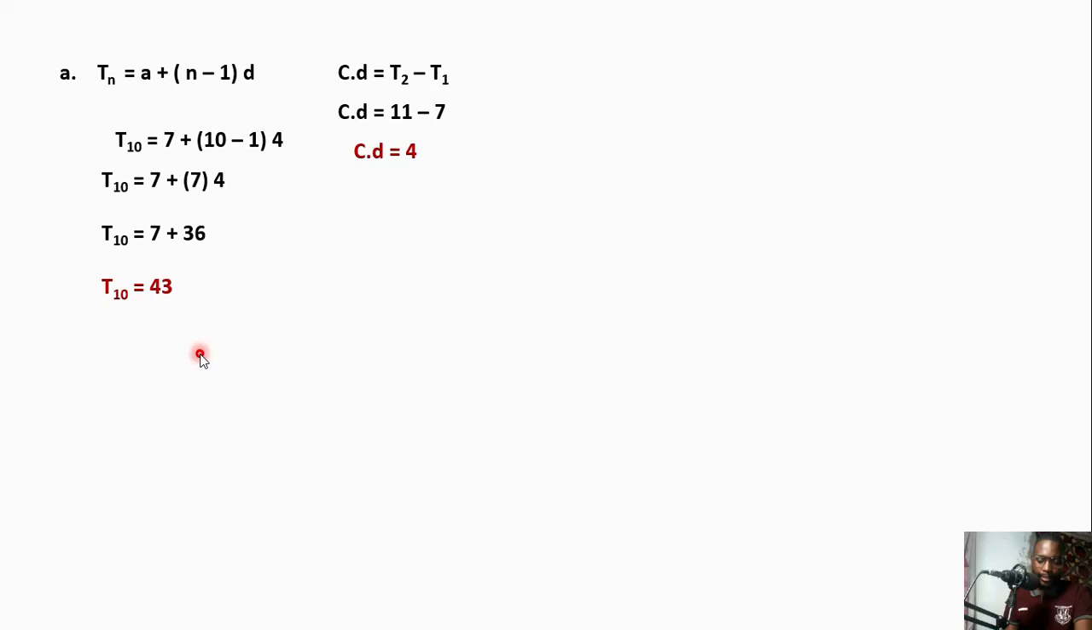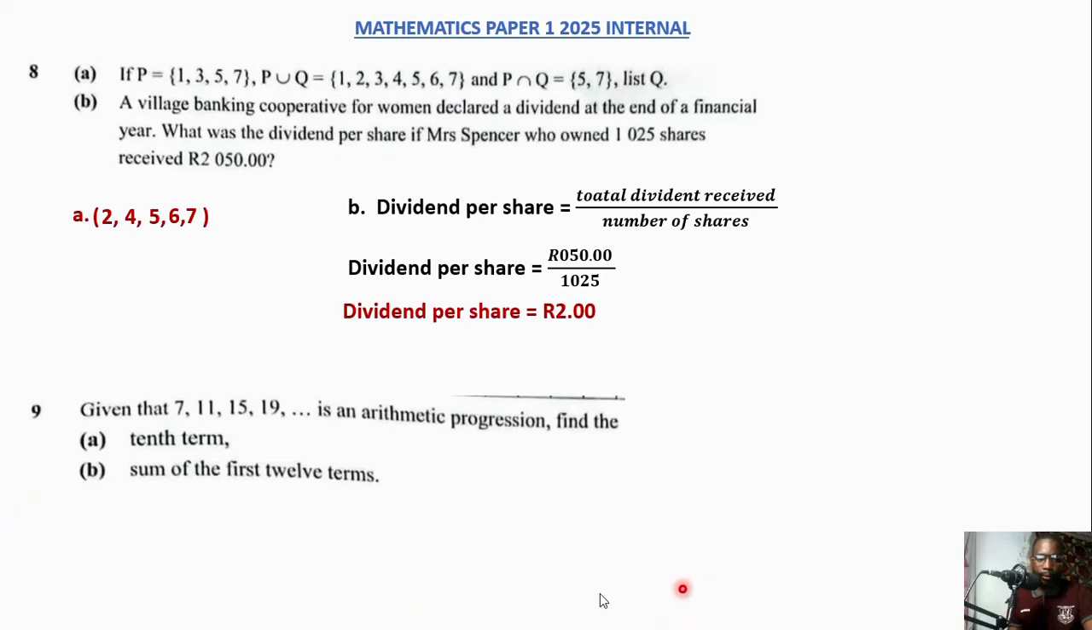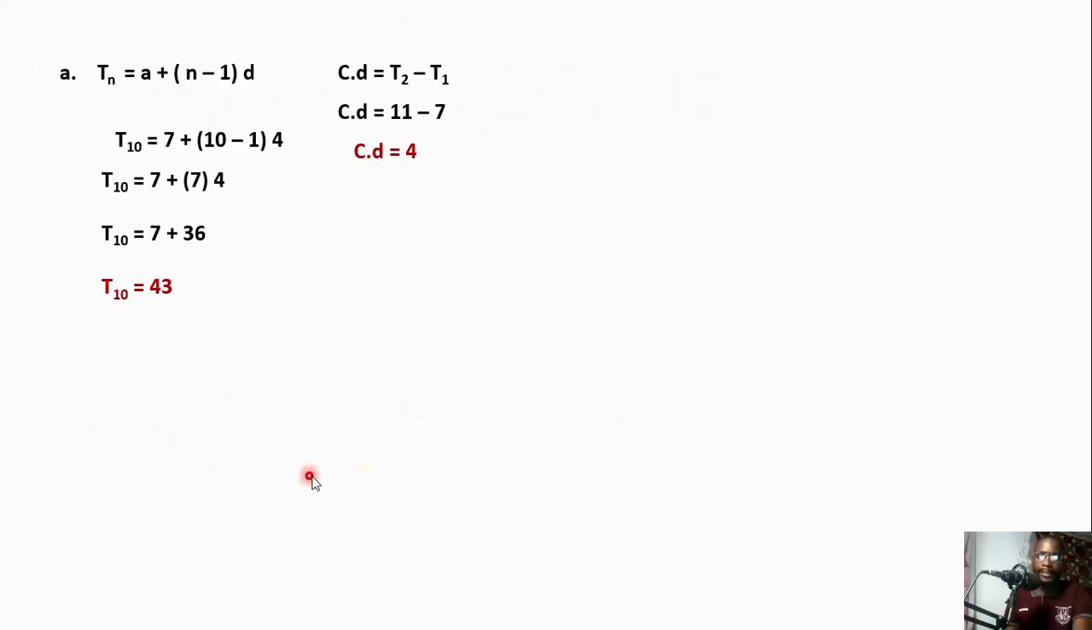All right, now let's go to the next question. They're saying we find the sum of the first 12 terms. We find the sum of the first 12 terms. All right, now here again we just need to know the formula for finding the sum of the nth term.